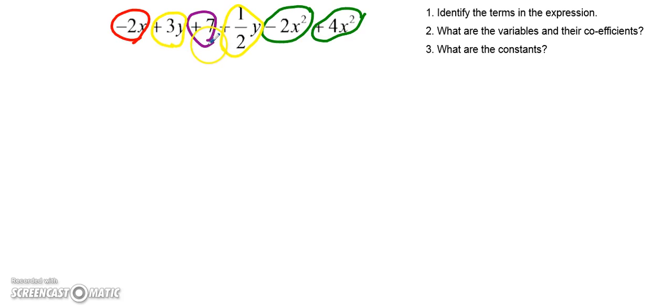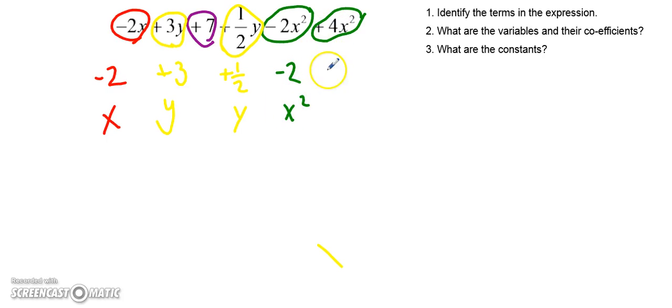It's a positive 7. So let's talk about the coefficient involved in, sorry about that. The coefficient involved in this term. The coefficient is -2. The variable is x. In this term right here, the coefficient is +3 and the variable is y. In this term right here, the coefficient is 1/2. The variable is y. In this one, coefficient is -2. Our variable is x squared. +4, x squared again. So now I can combine just using my integer rules.